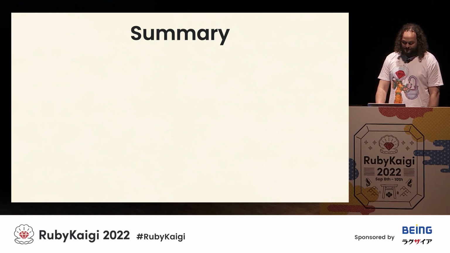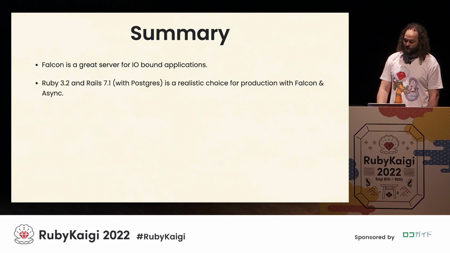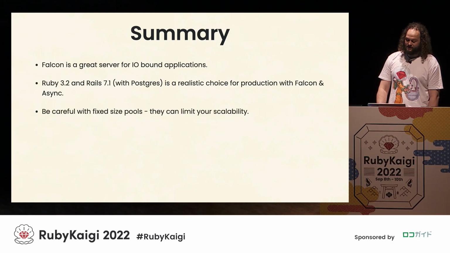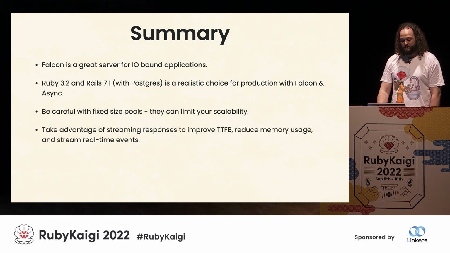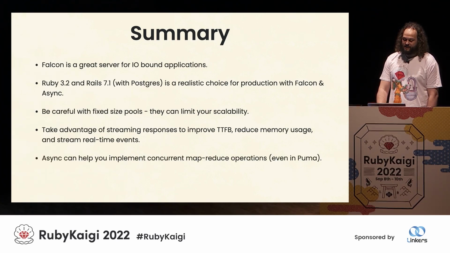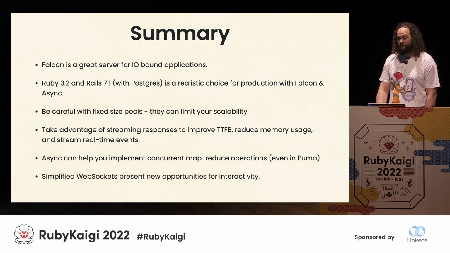So in summary, Falcon is a great server for I/O-bound applications. Ruby 3.2 and Rails 7.1 are going to deliver exciting opportunities for concurrency in production. Be careful with fixed pool sizes, especially for servers like Falcon that will push the limits of your application. Take advantage of real-time streaming to reduce latency and memory usage. Look for opportunities to improve the concurrency of your applications. And let's have fun exploring new opportunities for interactivity with WebSockets.